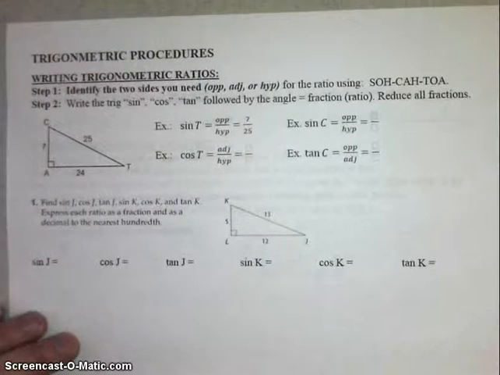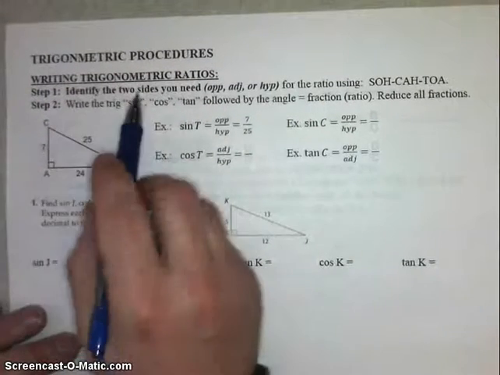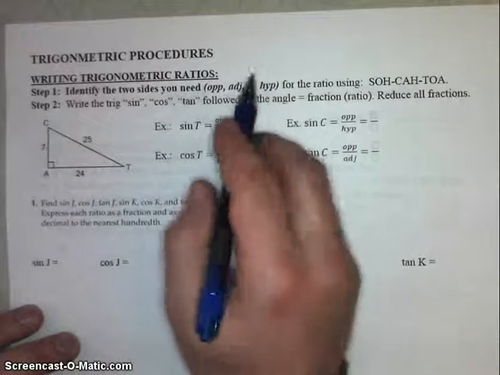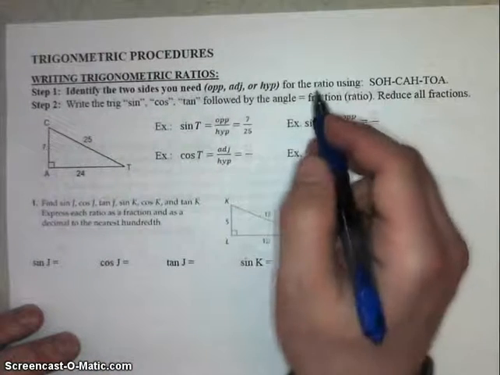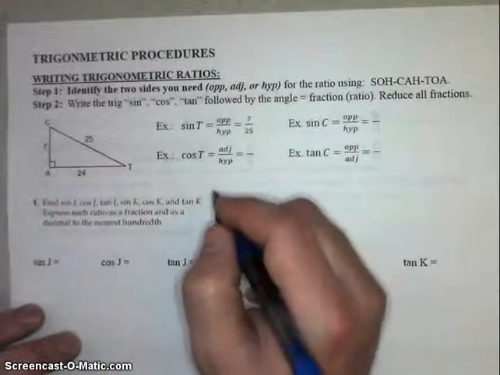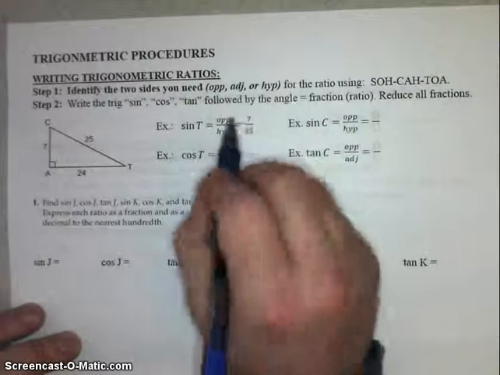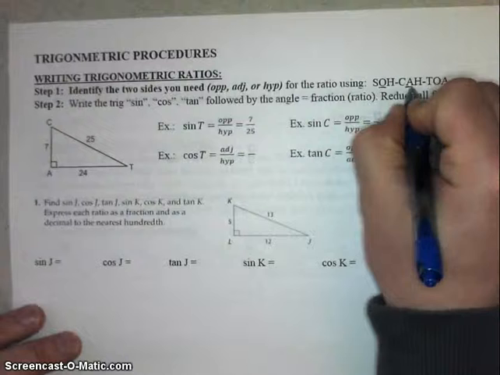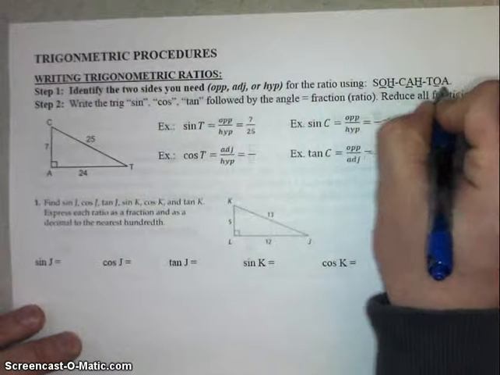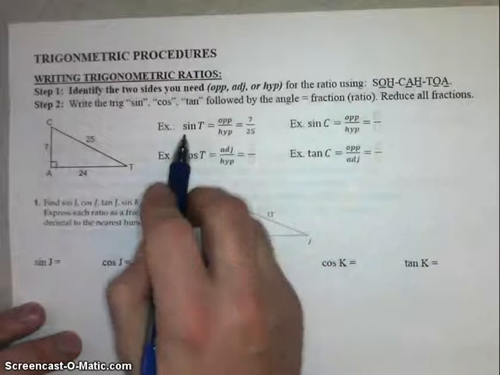So here are our trigonometry procedures. Step one is to identify the two sides that you need. Either we are given one and finding the other, or we're finding one given the other. So either opposite, adjacent, or hypotenuse, and we can label them with O, A, and H. Okay? So here's our first example.